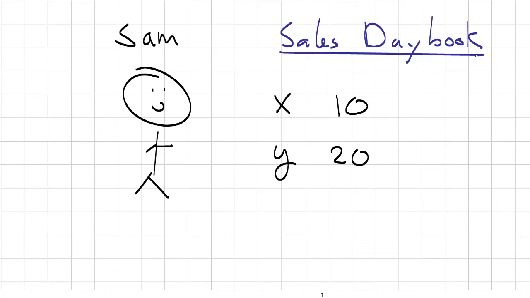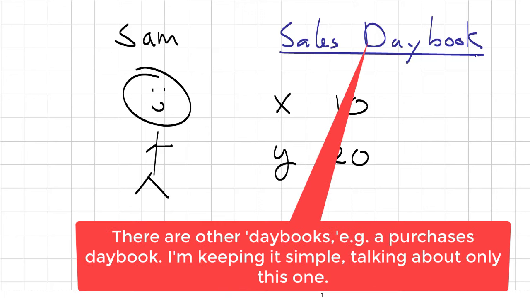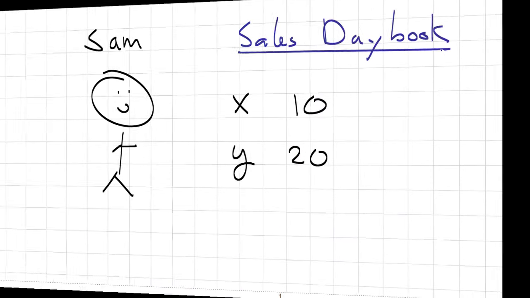Sam is not a chartered accountant. Sam does not know double entry. To save time, to make life easier for the accounting department, we record all categories of transaction in one place before we begin double entry. That is known as a day book, a book of prime entry. Sam is in charge of the sales day book.